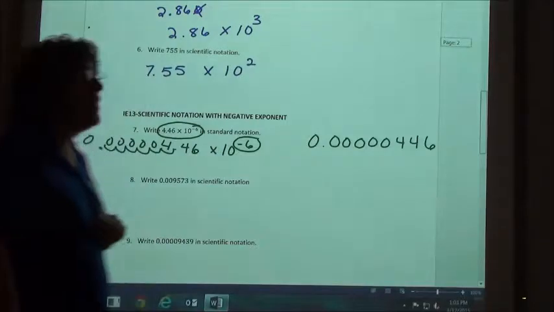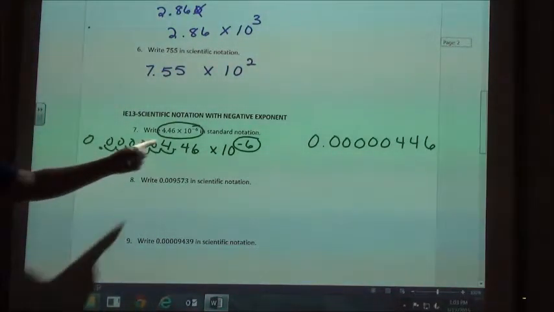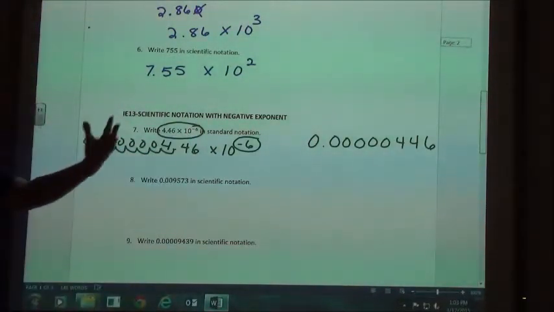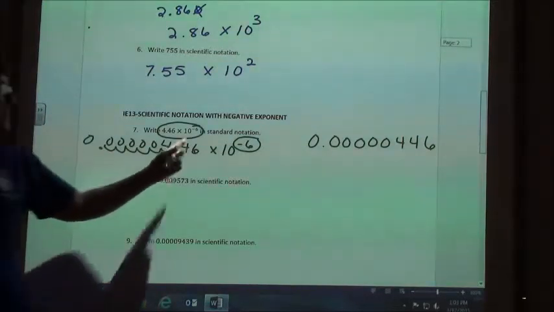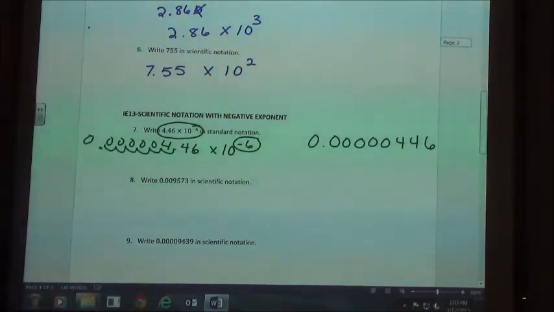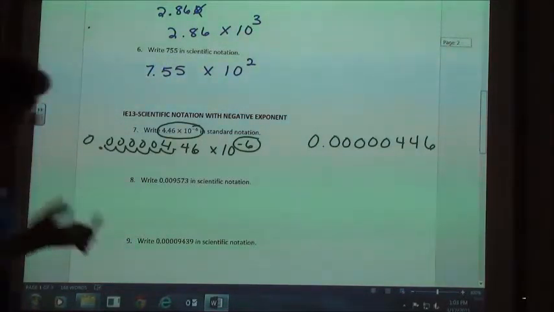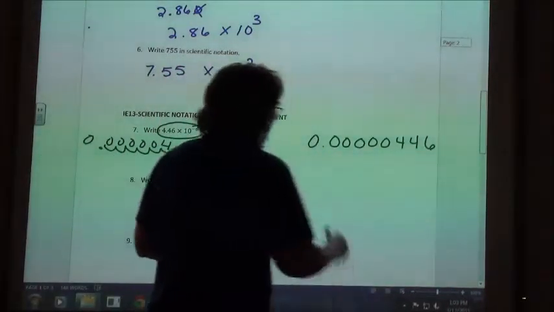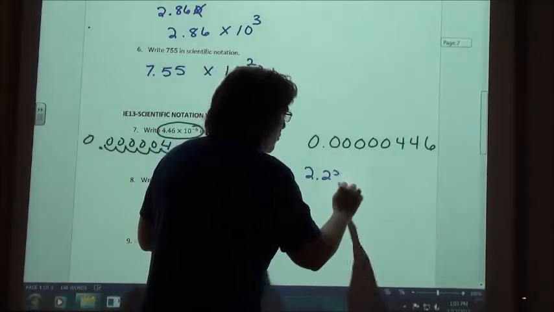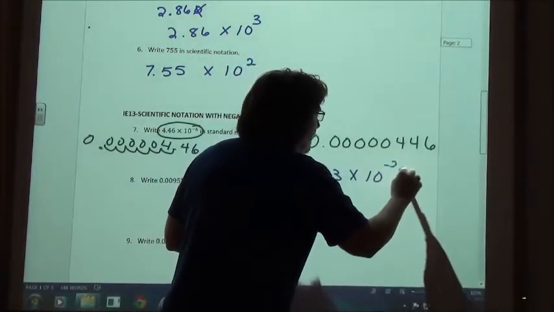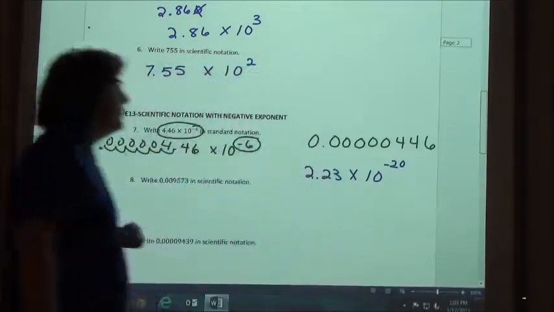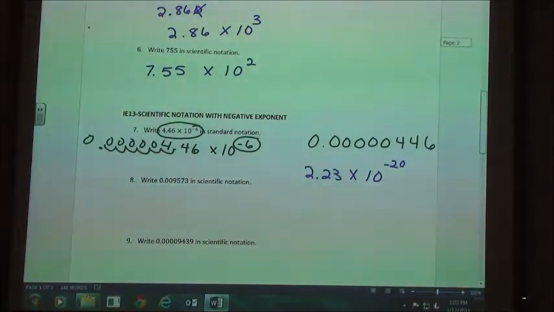I get 0.00000446, right? Now, if your number would happen to have a really big exponent and it's too big to fit on your calculator, maybe it was times 10 to the negative 20, your calculator then is going to put it in scientific notation. So just for fun, let's do this. 2.23 times 10 to the negative 20th power. So 2.23 times 10 caret negative 20.